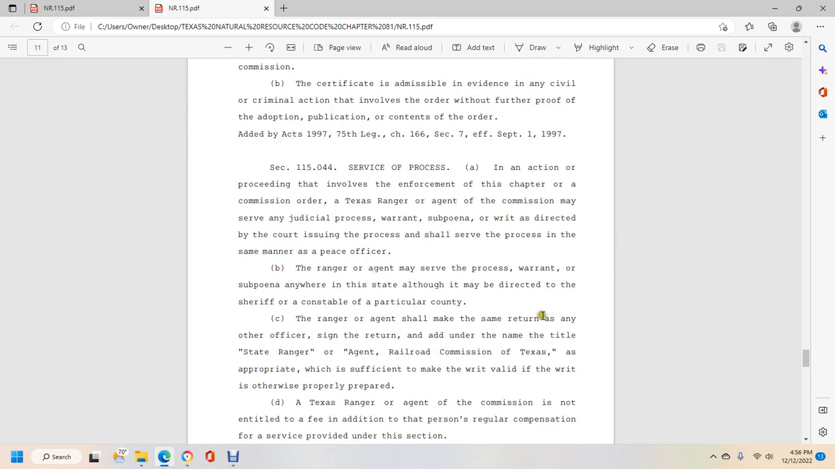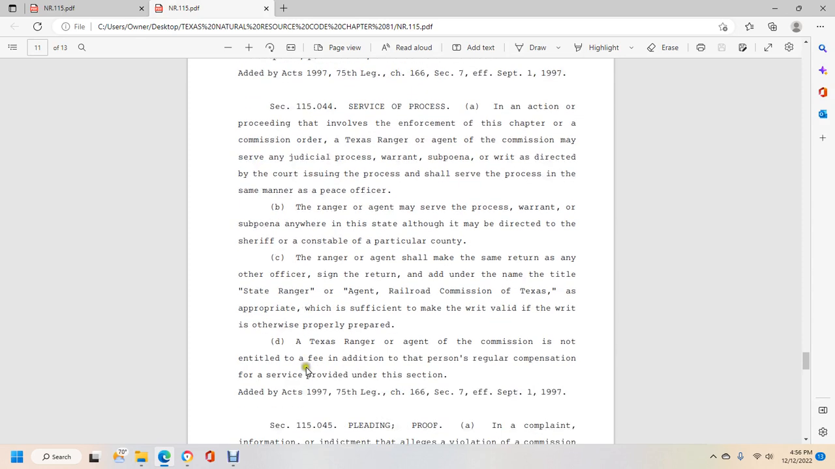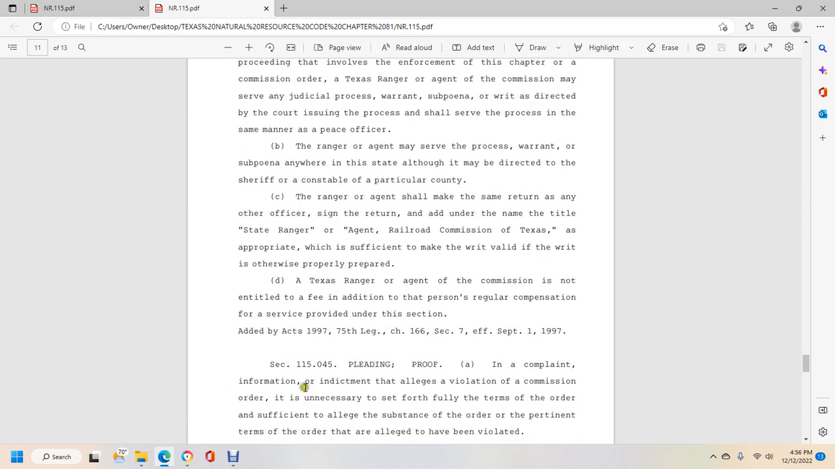A ranger agent shall make the same return as any other officer at the time of the return, under the name and title of the state ranger agent with the Railroad Commission of Texas, as appropriate, sufficient to make the writ valid or otherwise properly prepared. The Texas Ranger or agent of the commission is not entitled to a fee or other regular compensation for a service provided under this section. Added in the Acts of 1997.